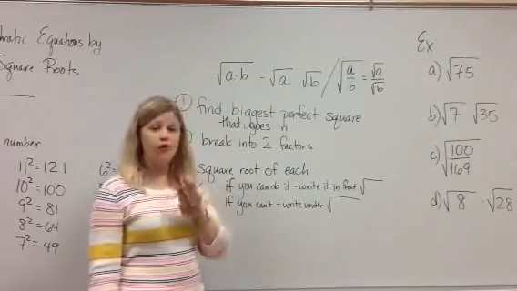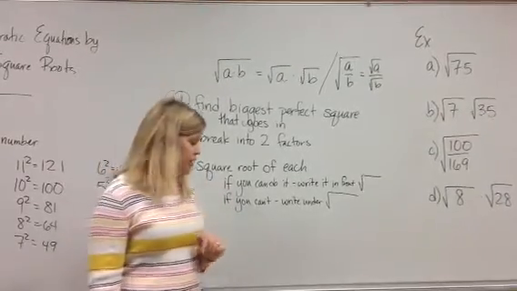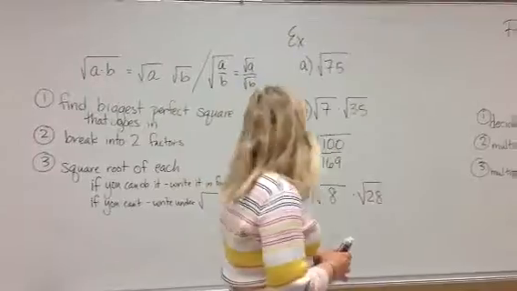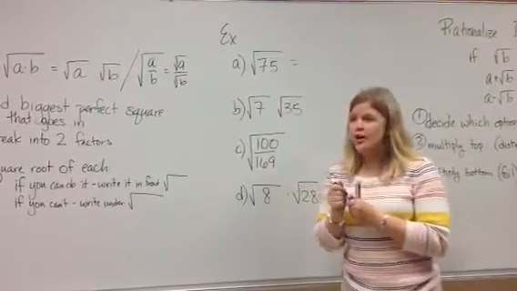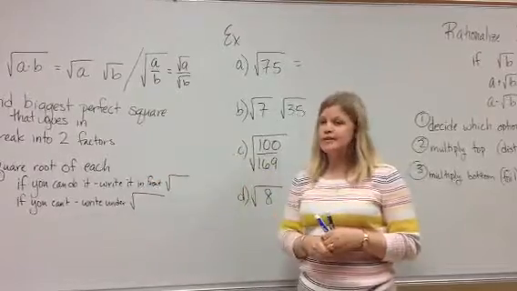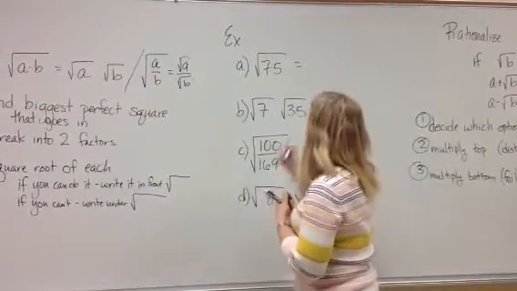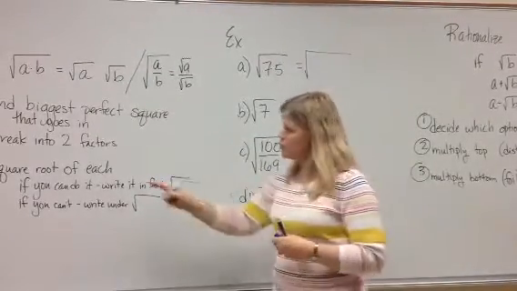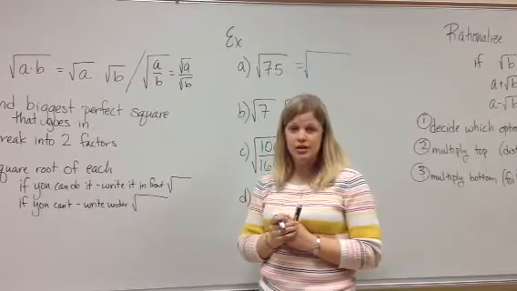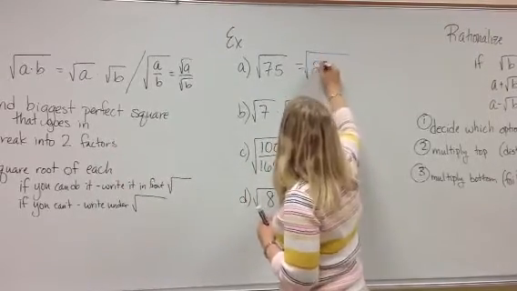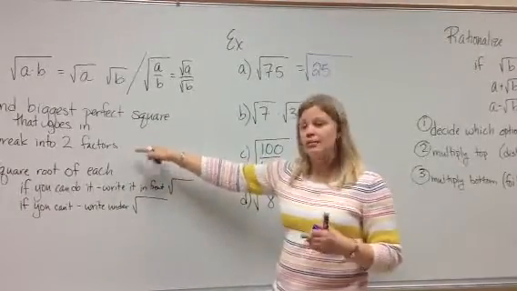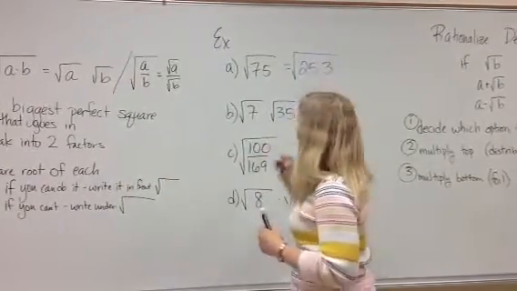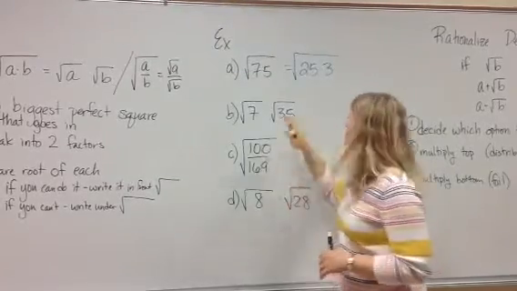So we've got 4 examples. We're going to go through these and make sure you've got them. Okay? So here we go. Square root of 75. Now, was 75 on our list? Nope. What is the biggest perfect square that's on our list that goes into 75? Oh yeah, 25. So we found the biggest. Now, 25 goes in how many times? Oh, 3 times.